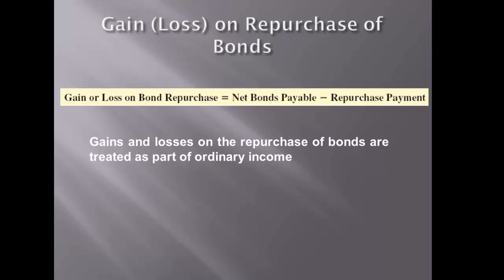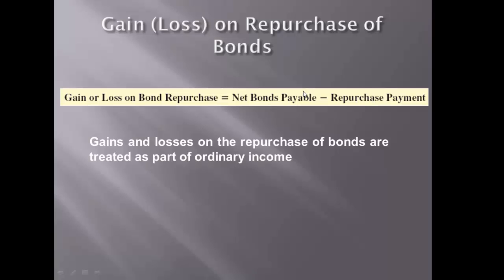Now, a gain may result from the repurchase if the repurchase price is lower than the net bonds payable that has been recorded in the books of the company. Again, a gain may result if the repurchase price is lower than the net bonds payable. Lower number compared to that will result in a gain.